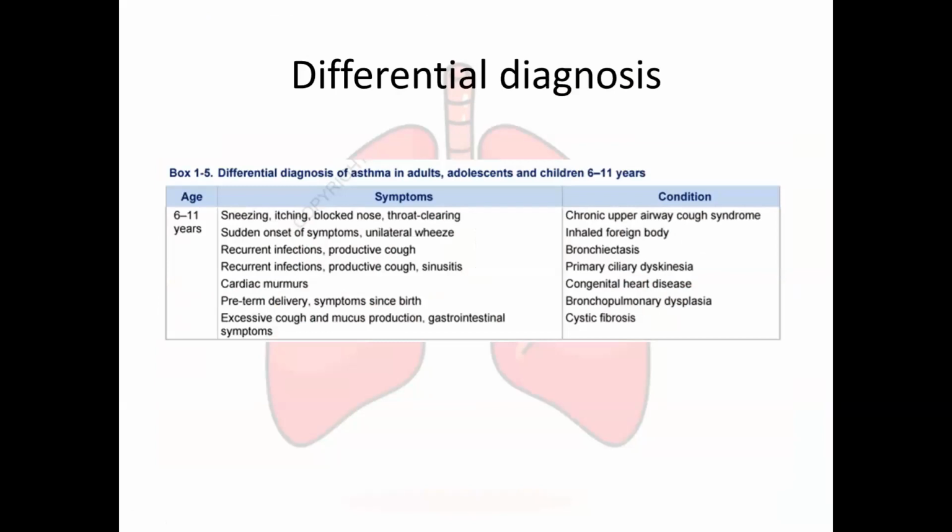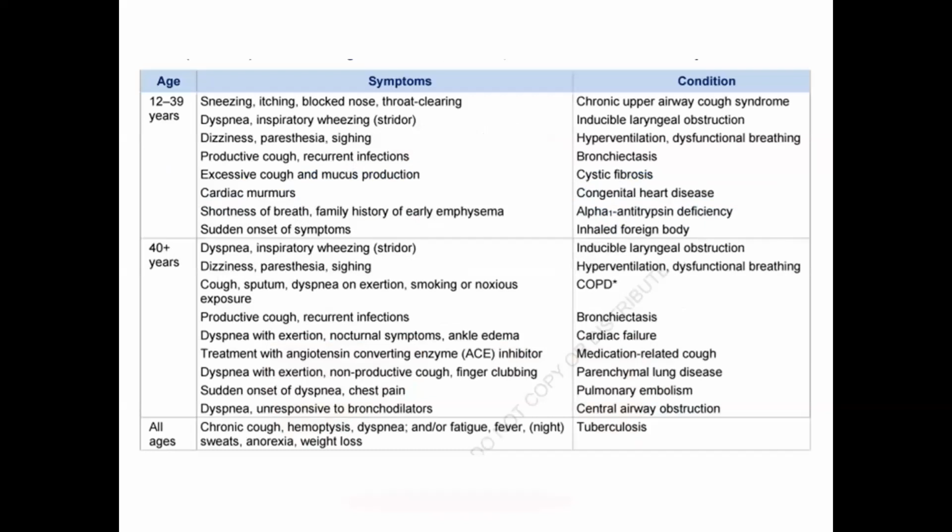So coming to the differential diagnosis, I already said no single symptom is more significant for asthma. So in younger age group presenting with chronic respiratory symptoms, always rule out chronic upper airway cough syndrome, inducible laryngeal obstruction, chronic diseases like bronchiectasis, and also congenital heart disease. In 40 plus age group, the differential diagnosis should include COPD, bronchiectasis, medication-related cough, cardiac failure, pulmonary vascular and parenchymal disorders. But in all age group presenting with chronic cough, always rule out tuberculosis.